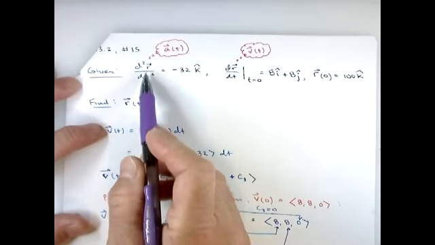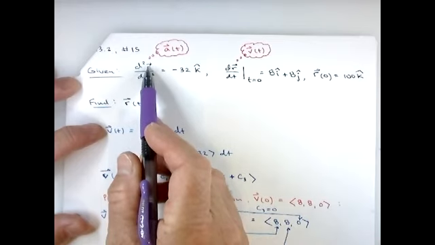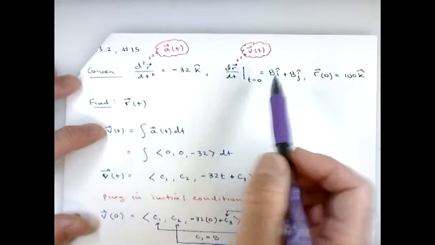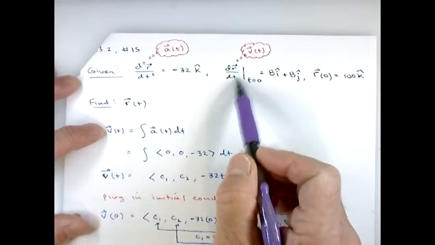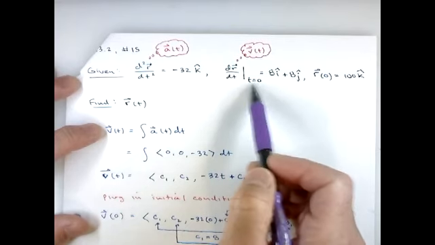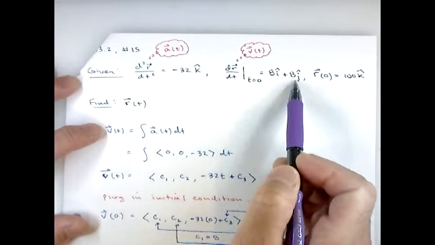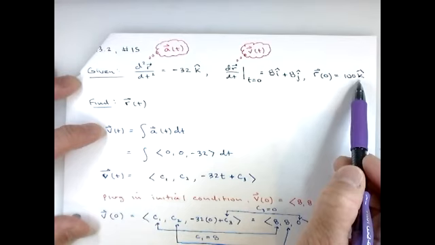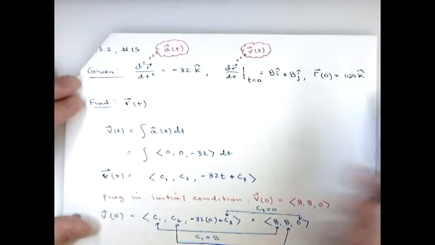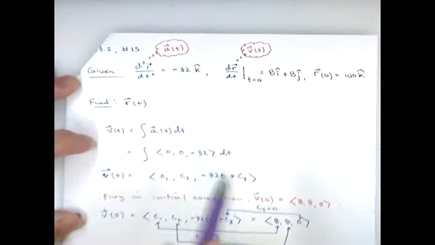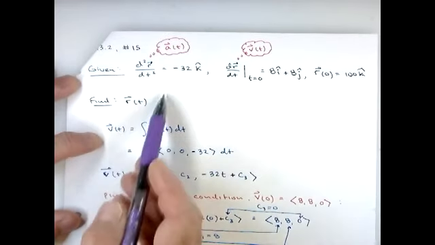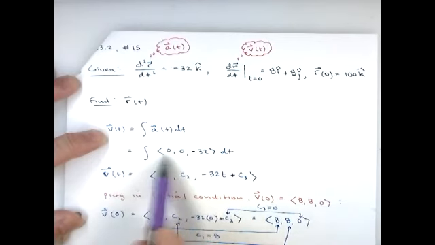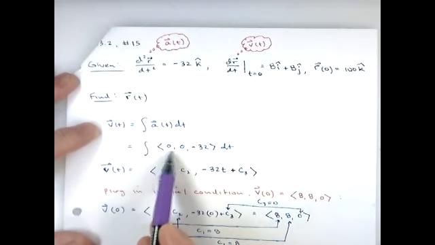So let's say we're given the second derivative of r, second derivative of position, which we know is acceleration, is negative 32k. We're also given that dr/dt, which was the velocity vector, evaluated at 0 is 8i plus 8j. That's our initial velocity. And we're also told our initial position is 100k. And we want to find r of t ultimately. So we'll start this by integrating our acceleration, negative 32k.